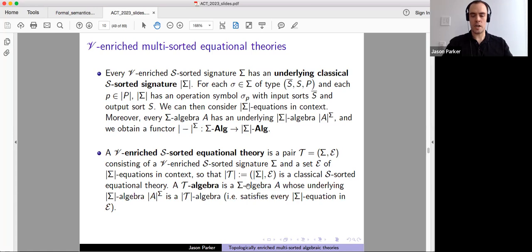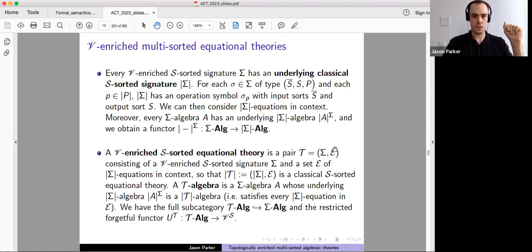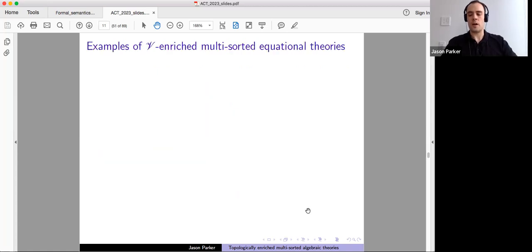And a T-algebra is just a sigma algebra A whose underlying algebra for the underlying classical signature is an algebra for the underlying classical theory. So it satisfies every equation in E. Okay, so those are the definitions. Oh, almost. And then we have a full subcategory T-Alg of sigma-Alg, and we get a forgetful functor U T from T-Alg to V to the power S. Okay, so now I can give some examples. This first slide will have examples that are just based on classical theories. I'll get to some more properly enriched examples on the next slide.